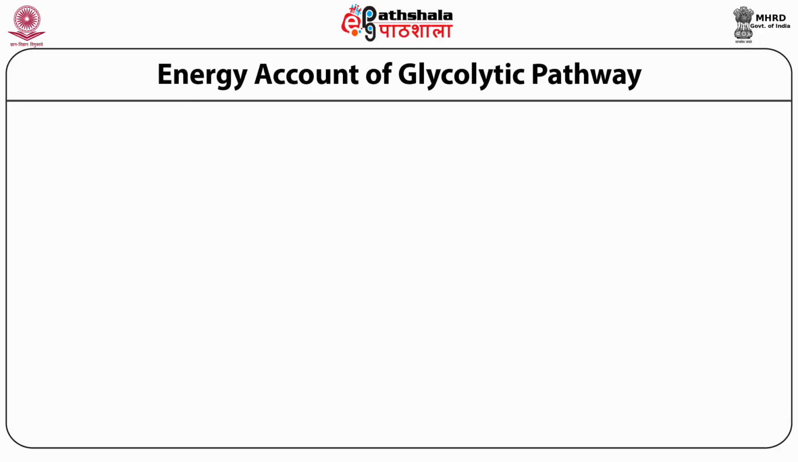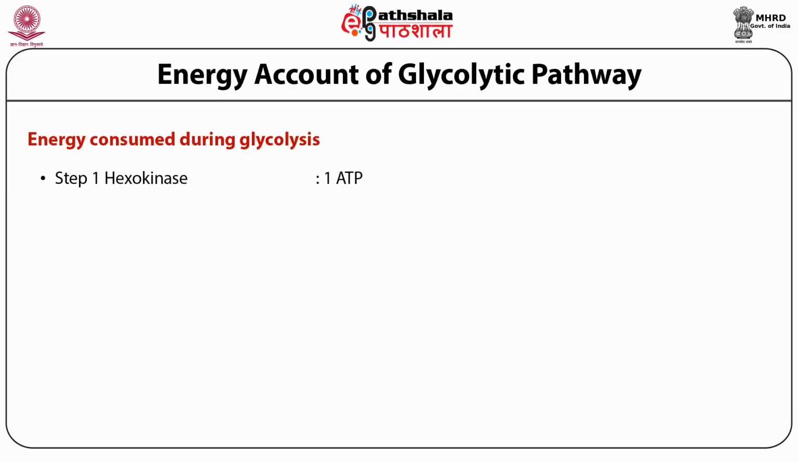This slide explains the account of energy, that is how much energy is liberated during glycolysis. First of all, let's try to understand at which step the energy is consumed. Step 1, hexokinase step, 1 ATP is consumed. Step 3, phosphofructokinase step, again 1 ATP is consumed. So total 2 ATP is consumed.